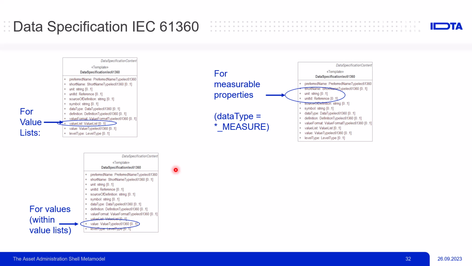Then we have only one class for all three or four kinds of elements. On the left here, the value list. This is for the value list, as I just explained. So the cooling type was the example, the enumeration. Then for the single values within the value list, we have the value. And then for measurable properties, we do need a unit. For this, I already explained it. We do have the unit and the unit ID. This is for properties with a data type that ends with measure.